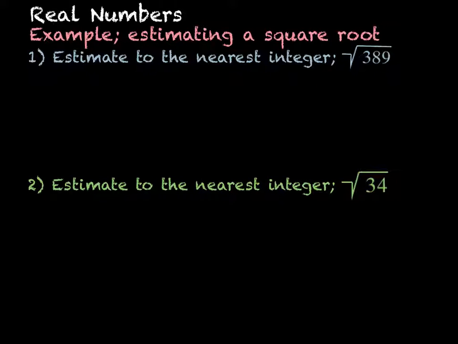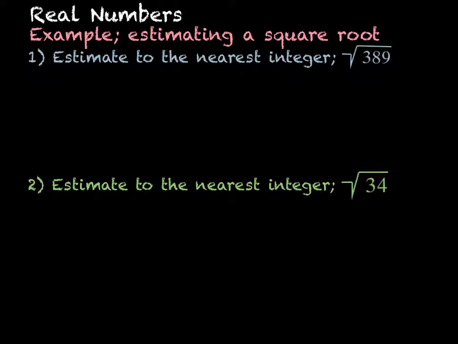Real numbers. In algebra, we deal with all sorts of real numbers. Some of the most complicated ones are square roots. So, for these first few examples, we're going to be estimating square roots to the nearest integer. So we're just going to round to the nearest number. Now, for this first example, we have the square root of 389.